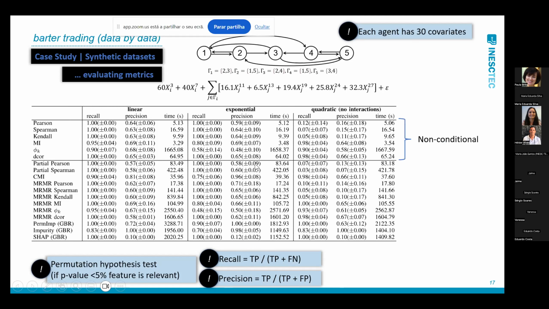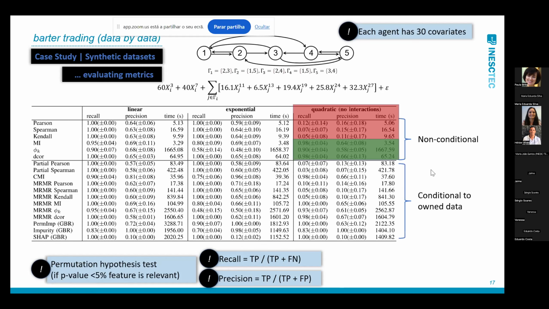Here are the results. As I said, these first metrics are for non-conditional relation between the features in the market and the target of the 5 agents. In general, we see that for linear and exponential relations, these metrics achieve a good recall, a reasonable precision. The computation time is also okay. But when we go to quadratic relation, and we are not considering interactions, Pearson, Spearman, and Kendall start failing. Although mutual information, Phi-K, and DCOR still have a good performance.